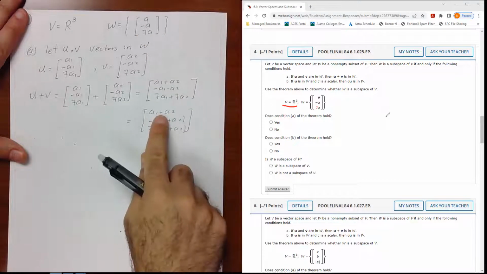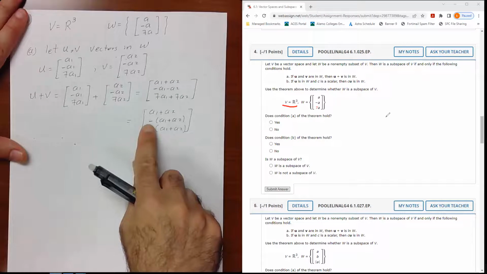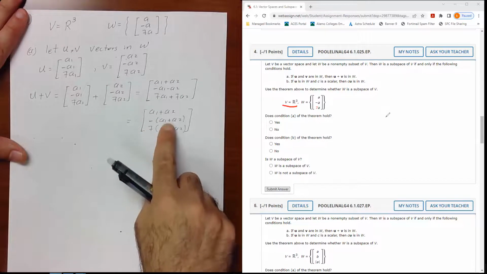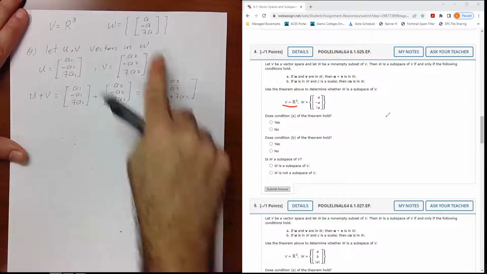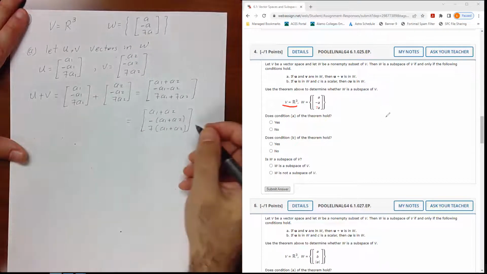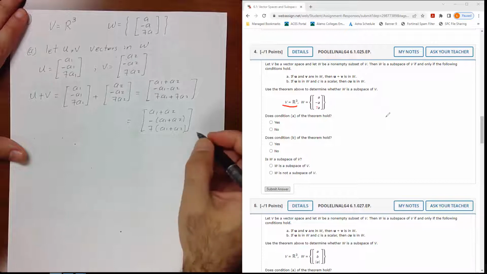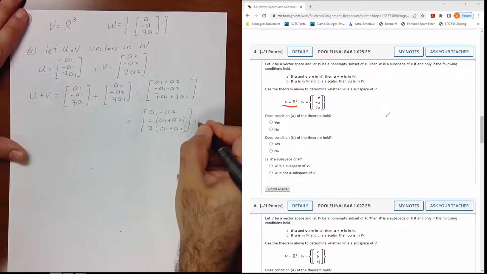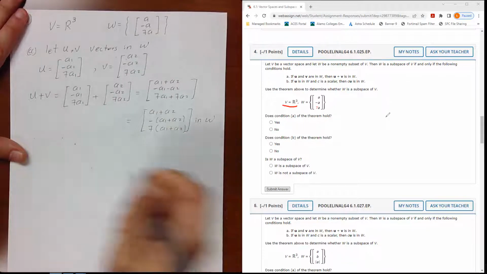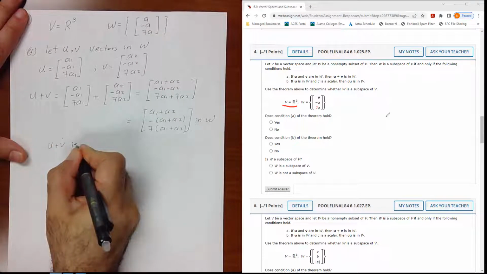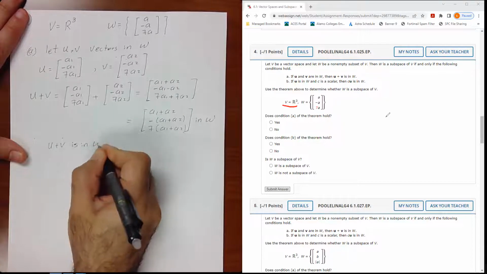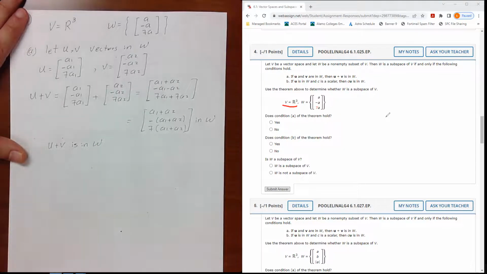The first element is A1 plus A2. The second one is negative the first element. The third one is 7 times the first element. So exactly the same thing here. That means the result here is a vector in W. So U plus V is in W. That means the first condition is satisfied.